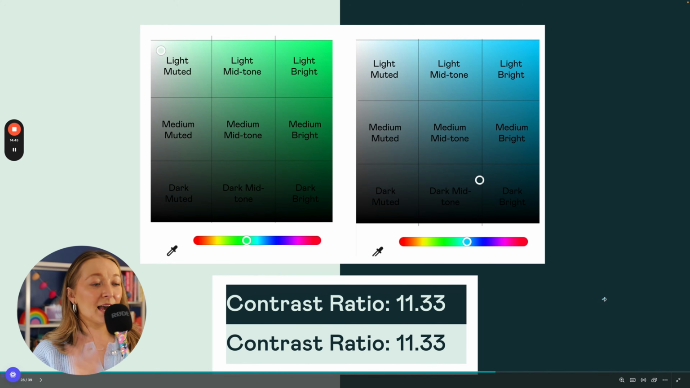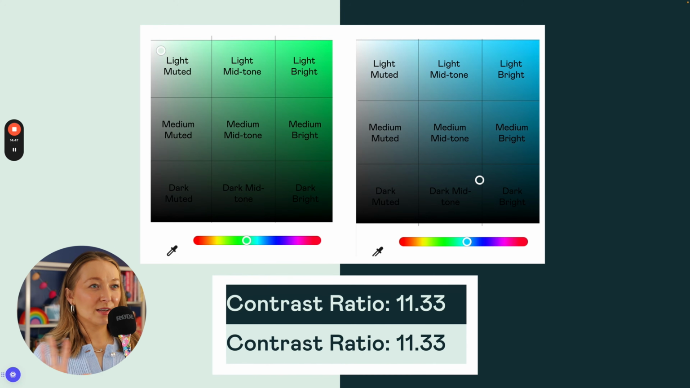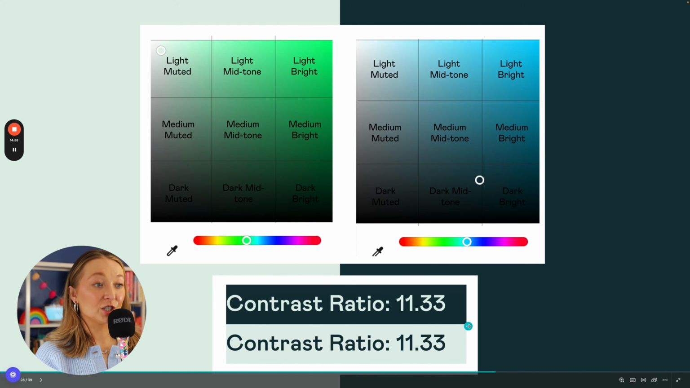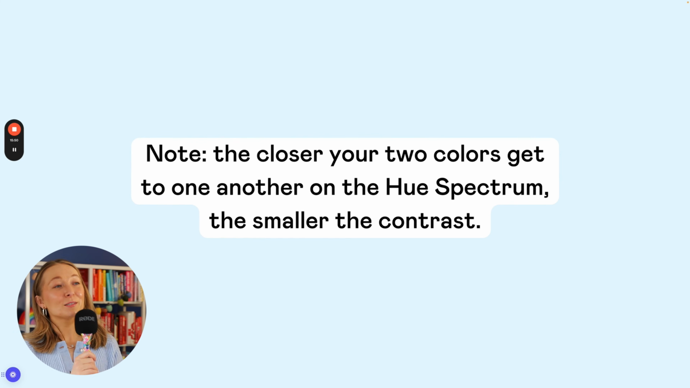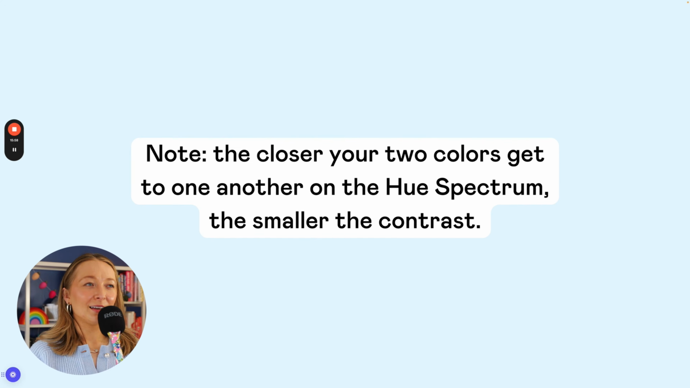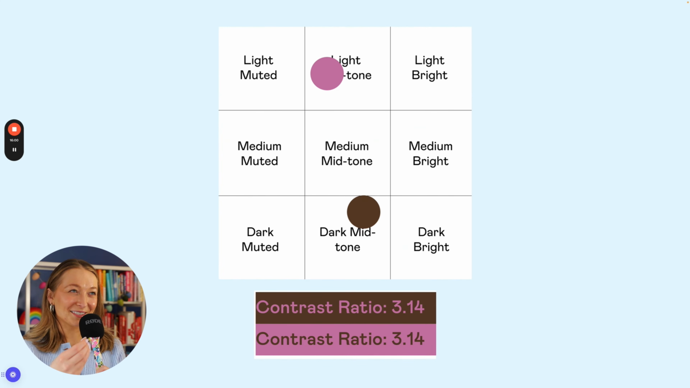And you can kind of see how that's a bigger contrast ratio than the other colors because this light color is so far northwest. It's so far to the top left of the spectrum. If it were closer to here, that contrast ratio would be smaller. And that brings me to my next point, which is that the closer your 2 colors get to one another on the hue spectrum, the smaller the contrast ratio. So I'm actually going to show you what that looks like in real life because it's easier to visualize when you can see it.